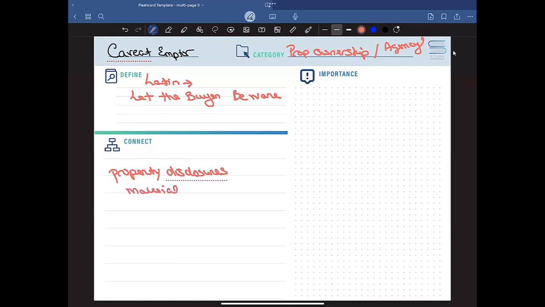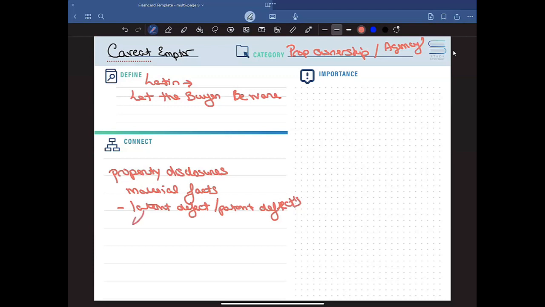And then you've got latent defects. I've heard it said both ways. The opposite of that is patent defects. Do you know the difference between latent defects and patent defects?